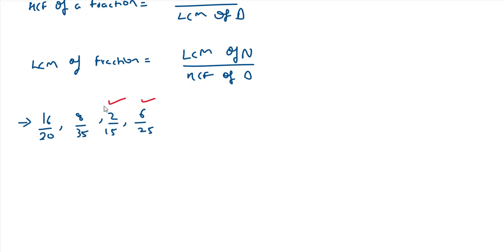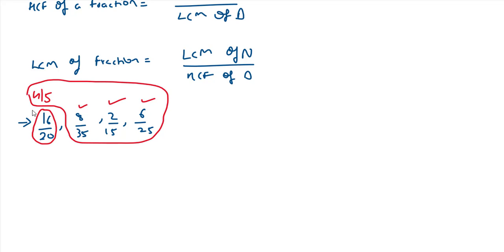2 by 15 is also okay. 8 by 35 is also okay. In case of 16 by 20, as you can see, you can take 4 common from both the numerator and denominator, and this can be reduced to 4 by 5. So now we will take these fractions and find the HCF and LCM. It will represent the HCF and LCM of these numbers.